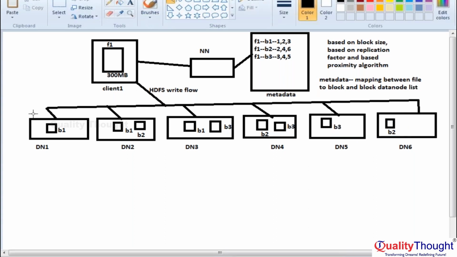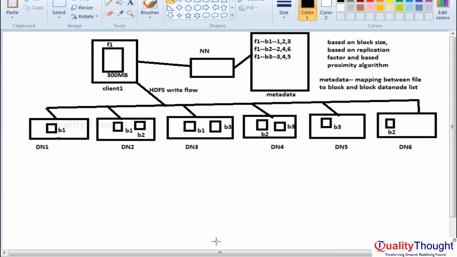If this machine is down, we can access block 1 from data node 3, right? So that's why we are maintaining multiple blocks, okay.